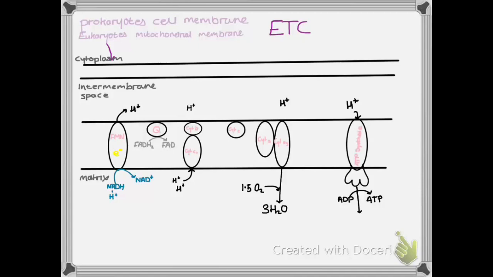membrane-bound protein called FMN. This also pumps hydrogen ions from the matrix into the intermembrane space, creating a gradient of H+ ions between the two membrane areas. The next protein, which is called protein Q, causes FADH to be oxidised into FAD, so again it loses some hydrogen atoms there. And this receives electrons from the FMN protein and passes them on to the next protein in the chain, which is a cytochrome complex.